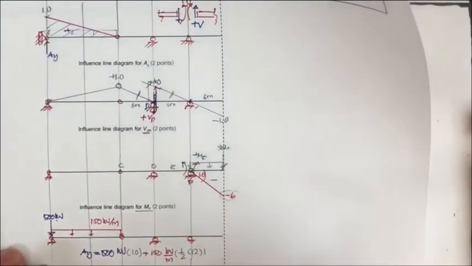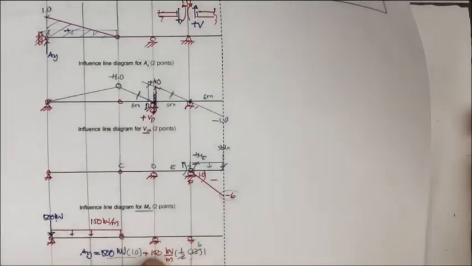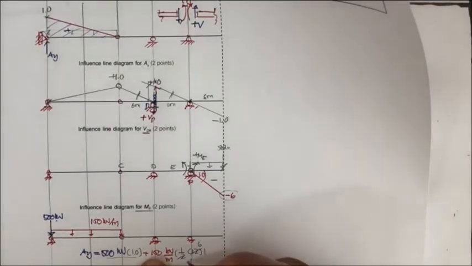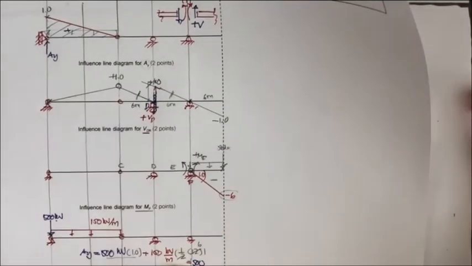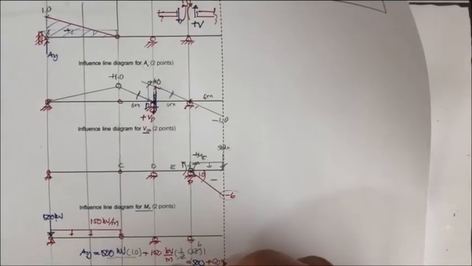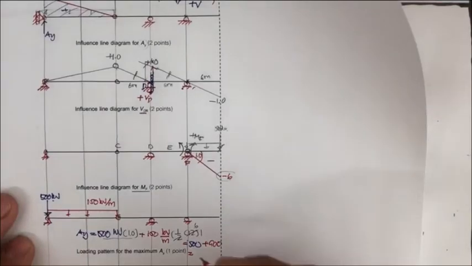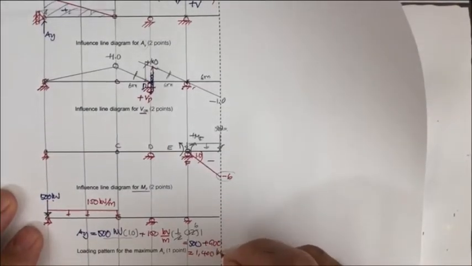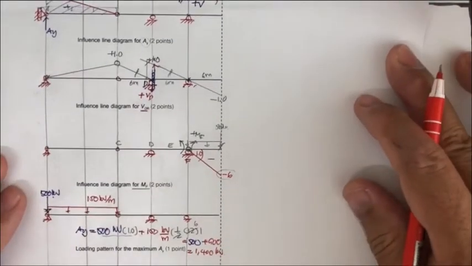So what you get, this is going to be 500, and this is 6. This is going to be 600, right? No, 900. Okay, it's going to be equal to 500 plus 900. That is going to be what? 1,400 kilonewton for this one.